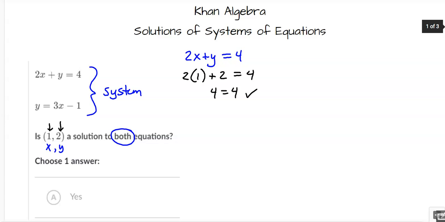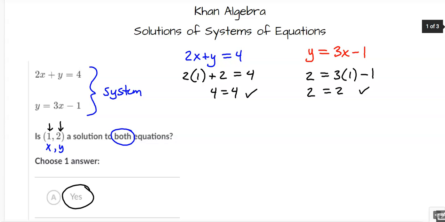Now, to work for the system, you have to be able to work in both. So we'll try the second equation, y equals 3x minus 1. Notice this one's in slope-intercept form. The other one was in standard form. But again, I plug in 1 for x and 2 for y, and I see what I get. I get 2 equals, well, 3 times 1 minus 1 is 2. So it looks like it works in both. So the correct answer for this one would be yes.